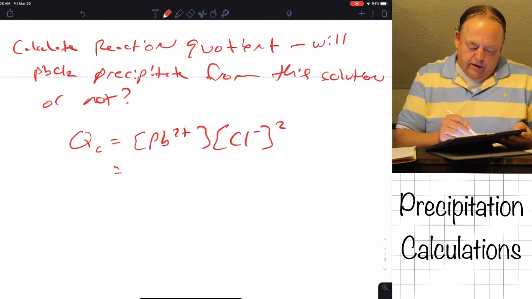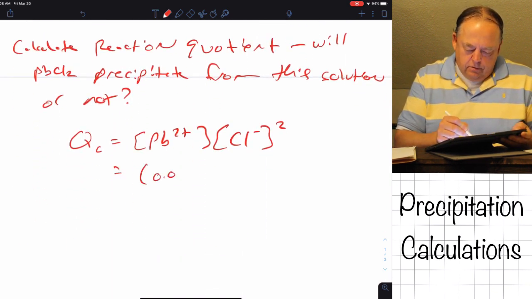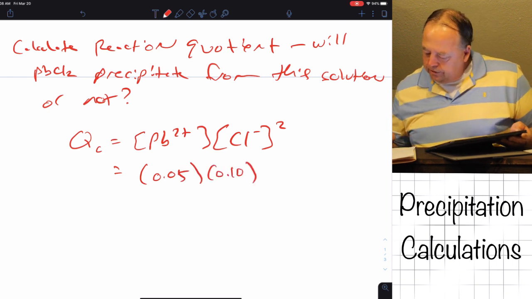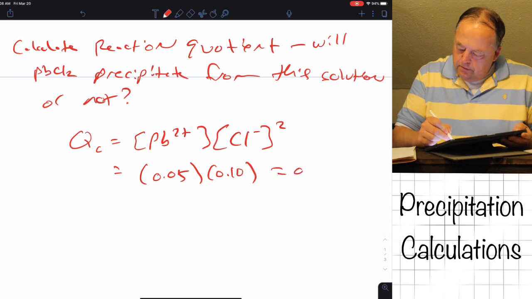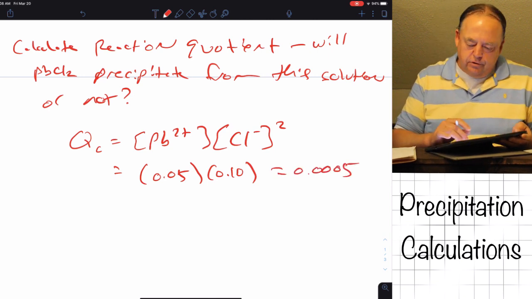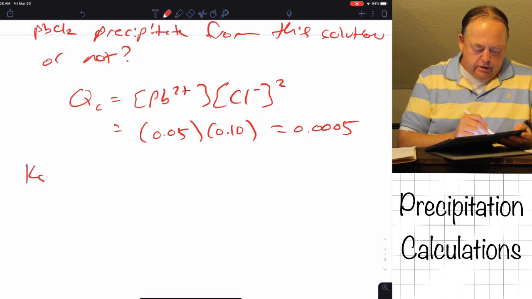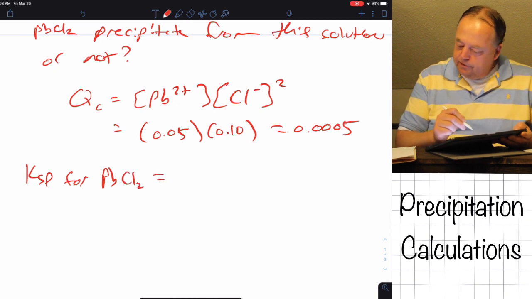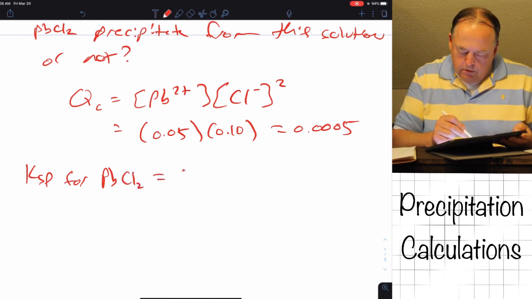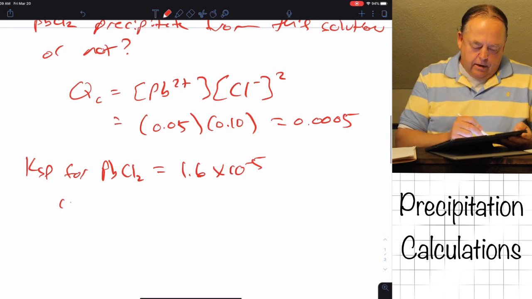So if we plug those values into this calculation, 0.05 times 0.1 squared gives you 0.0005, and then what you have to know is KSP. So KSP for lead 2 chloride, which would have to be given to you, is 1.6 times 10 to the minus 5.